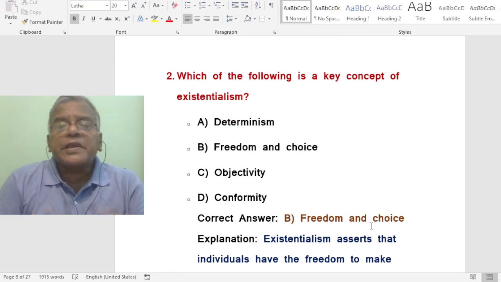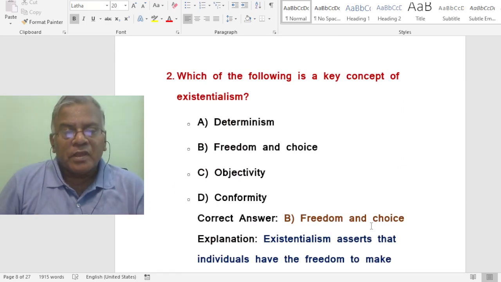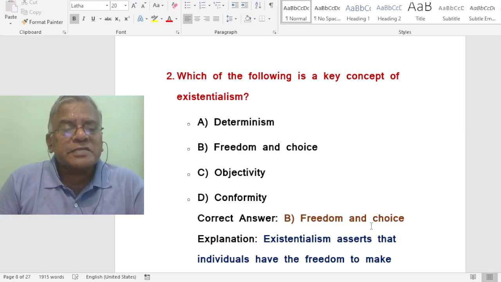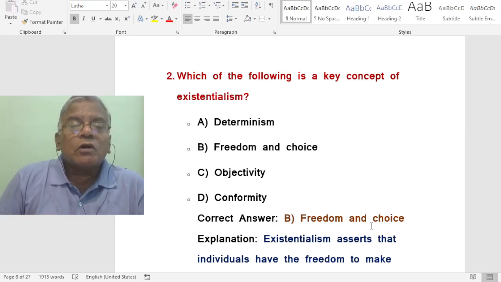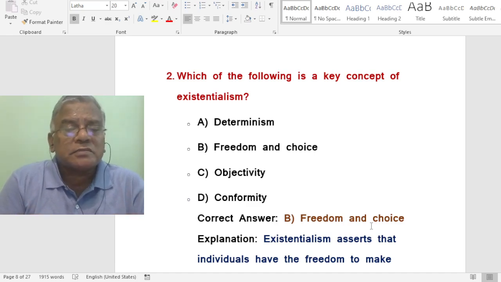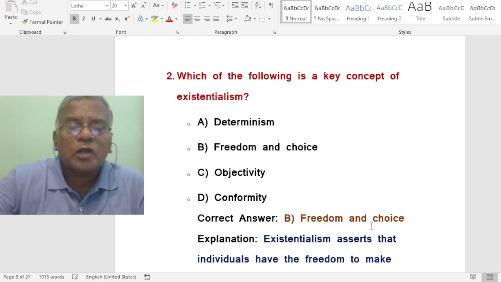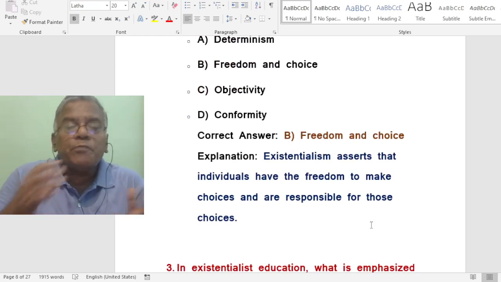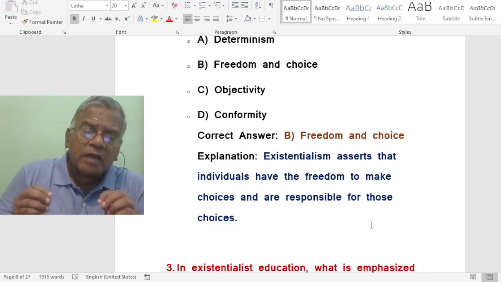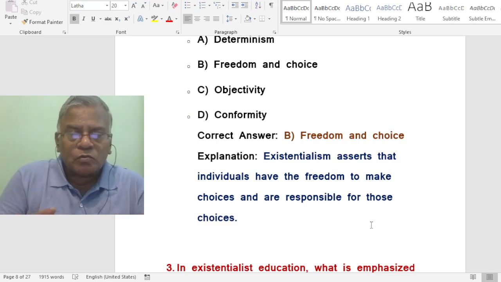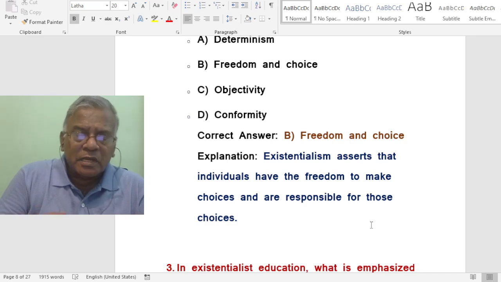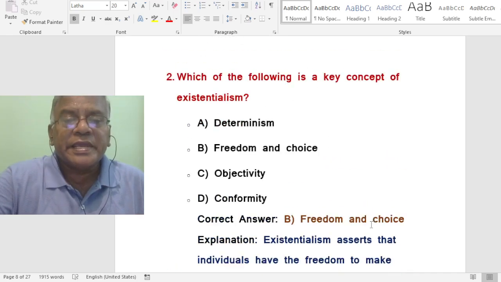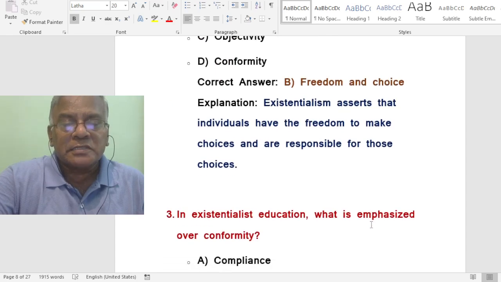Which of the following is a key concept of existentialism? Determinism or fatalism, freedom and choice, objectivity, conformity. So which is a key concept of existentialism? That is nothing but freedom and choice. Existentialism asserts that individuals have the freedom to make choices, and they are responsible for those choices. I mean, those who are having the choices, they are responsible for their choices also. So, freedom and choice, that is a key concept in existentialism.